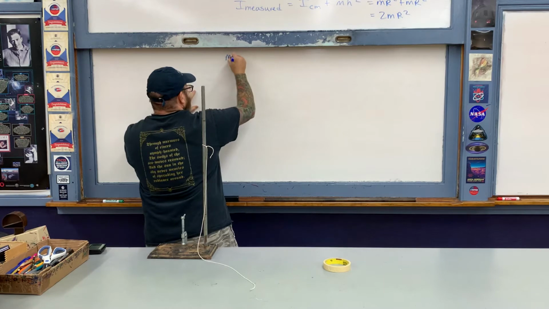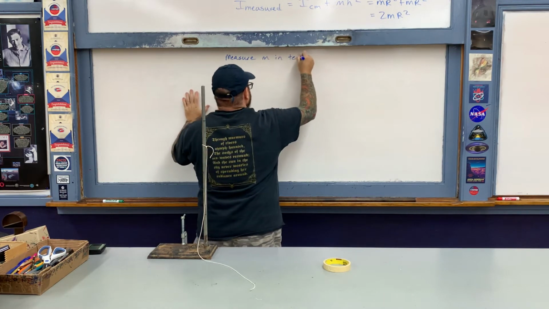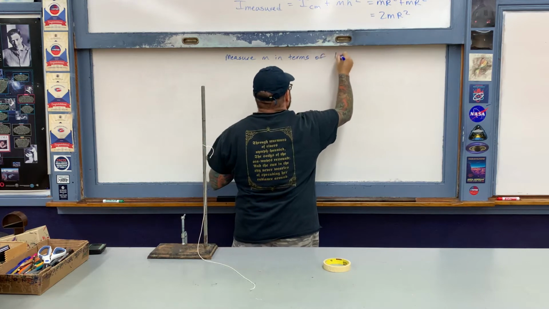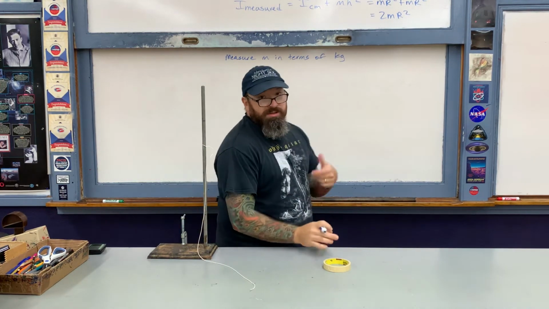Okay, so measure M in terms of kilograms. And then the second thing that we need, of course, is the radius.